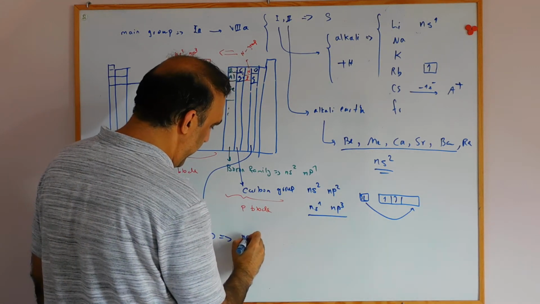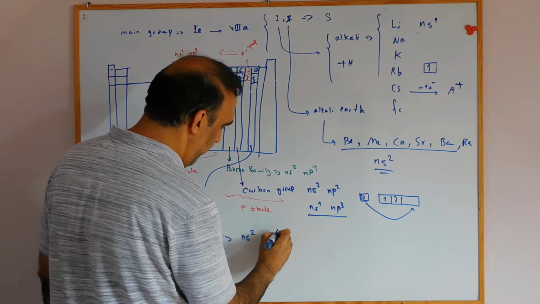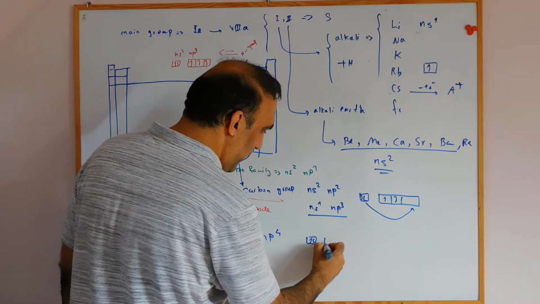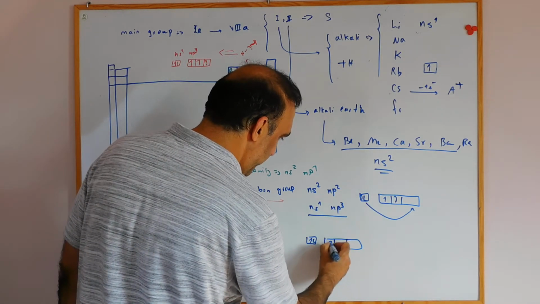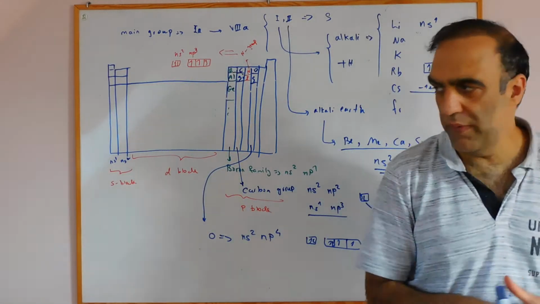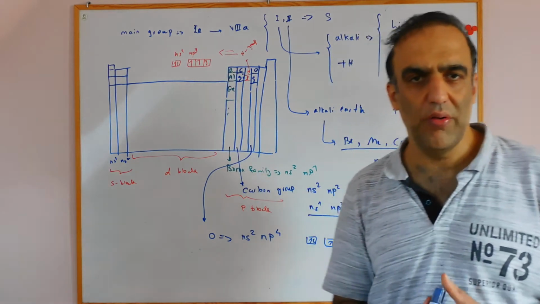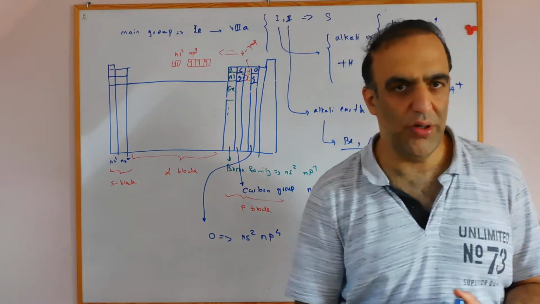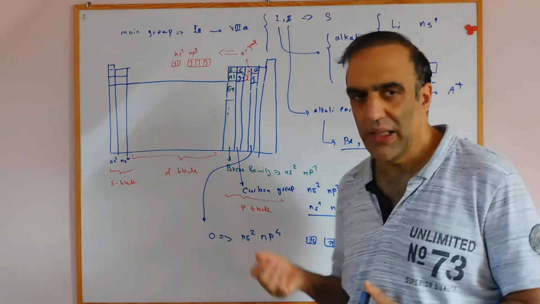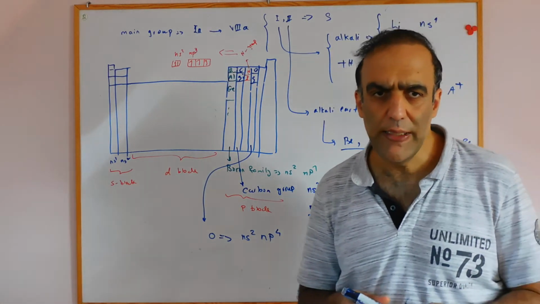It is the formula ns2 np4. It needs 2 electrons. In this situation, we can find the anion form because oxygen can accept electrons easily, also from the metals. Okay, it is very important, and we have to care about this.